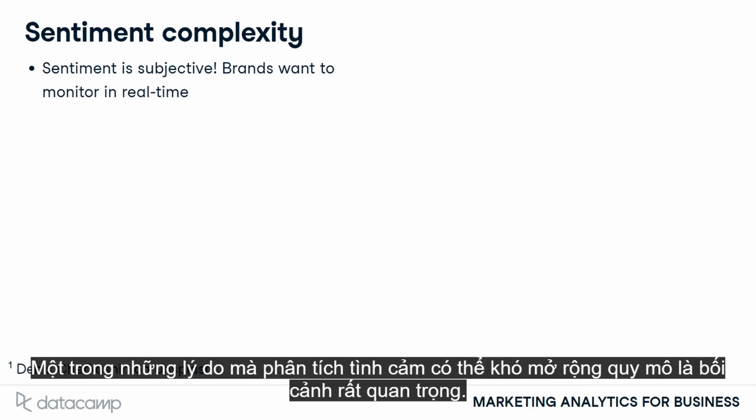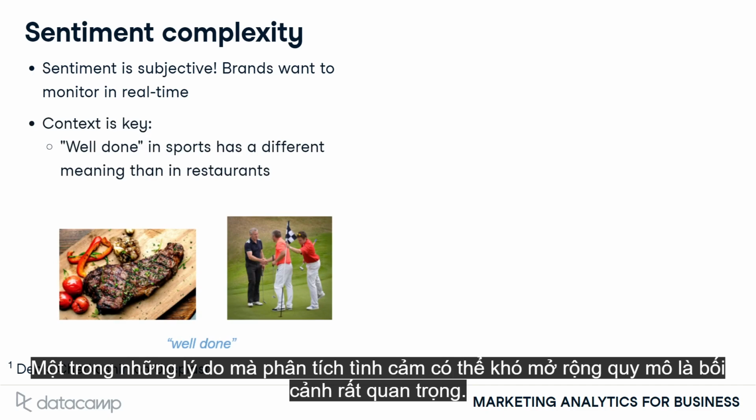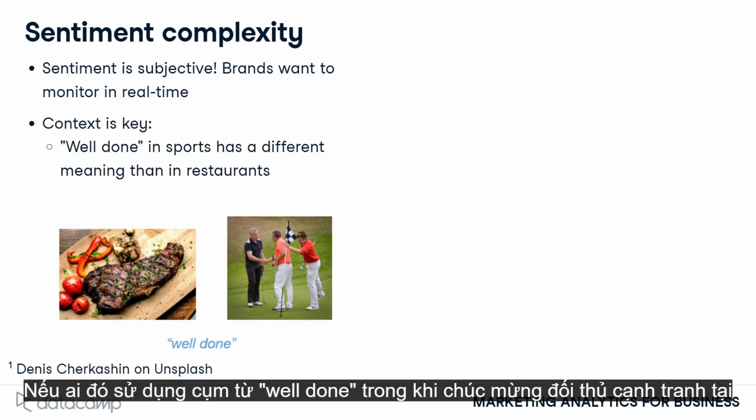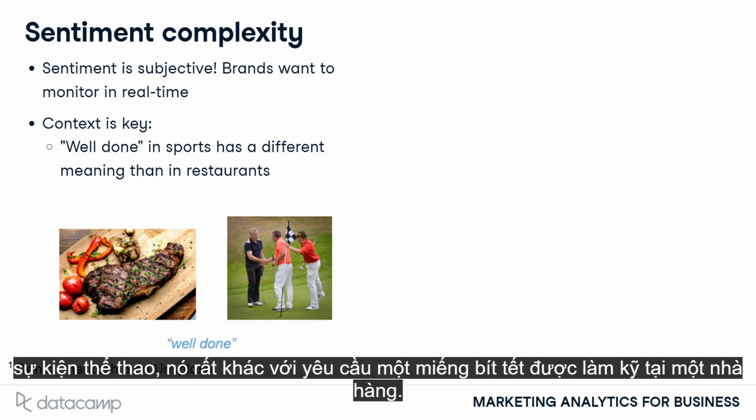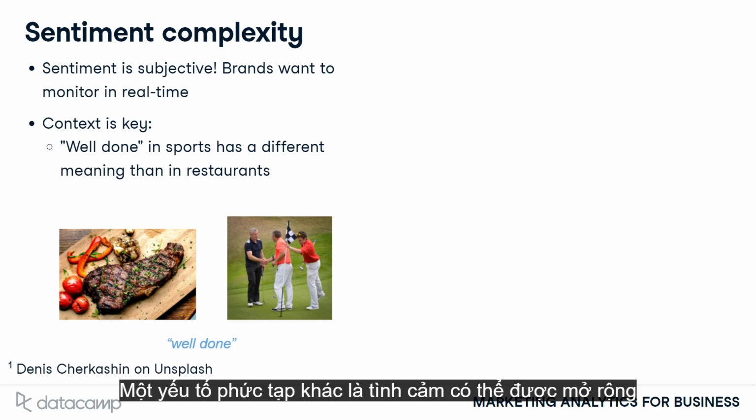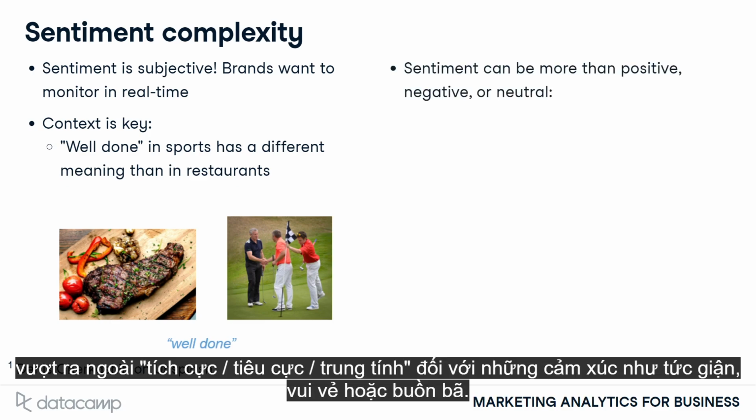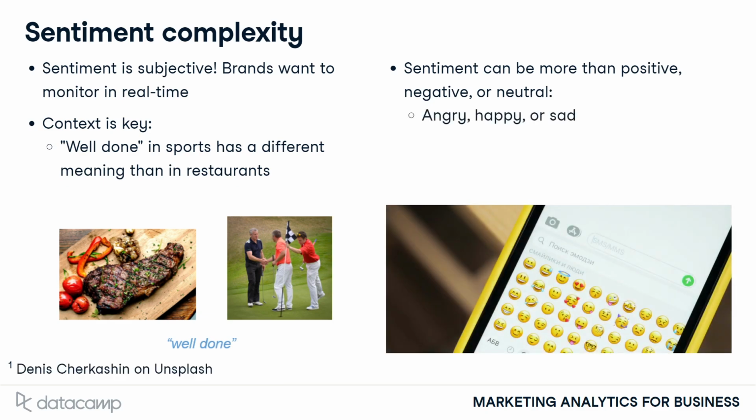One of the reasons that sentiment analysis can be difficult to scale is that context is very important. If someone uses the term "well done" while congratulating a competitor at a sporting event, it is very different from asking for a well-done steak at a restaurant. Another complicating factor is that sentiment can be expanded beyond positive, negative, neutral to emotions like angry, happy, or sad.